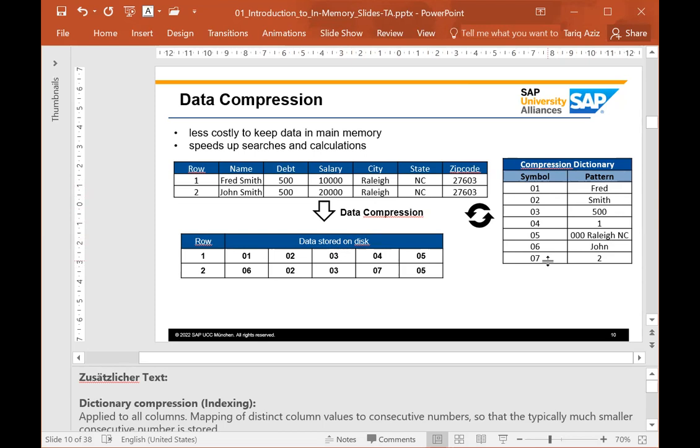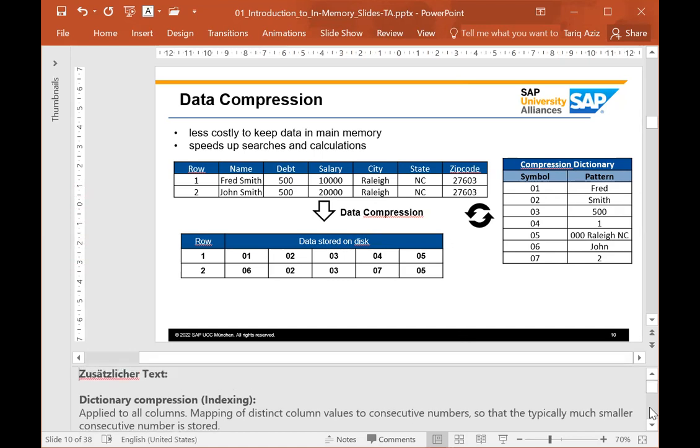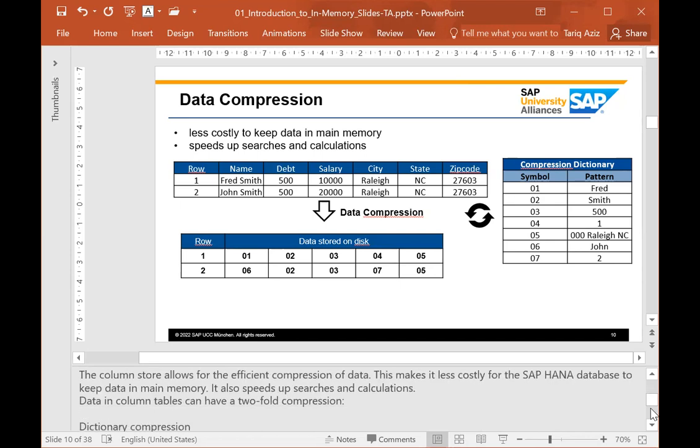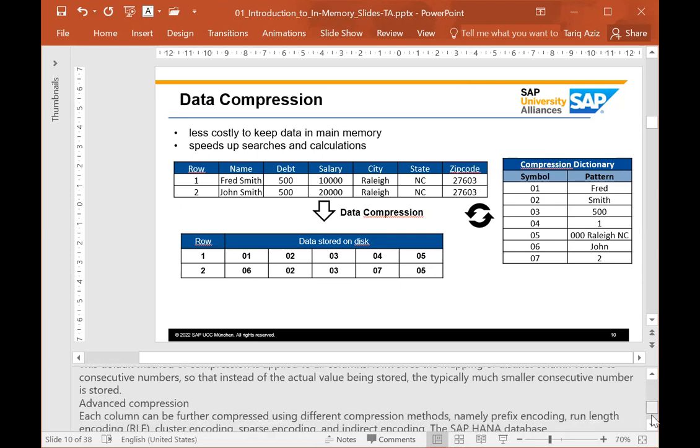Any questions, guys? Yes, I have a question. Is the compression dictionary created by the user, or is it created automatically by the database? By the database. The system creates that. Yeah, clear. Very little user interaction, especially from the database point of view.